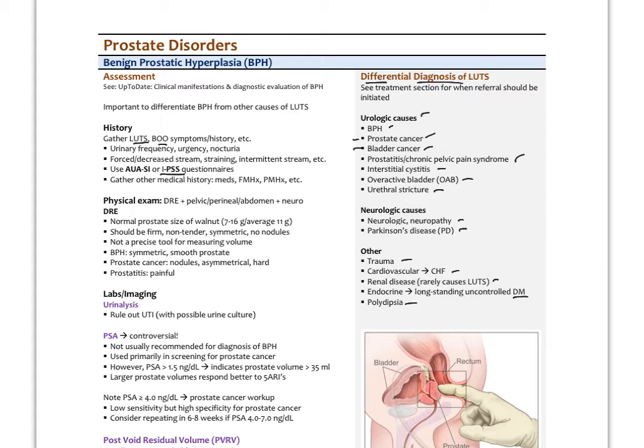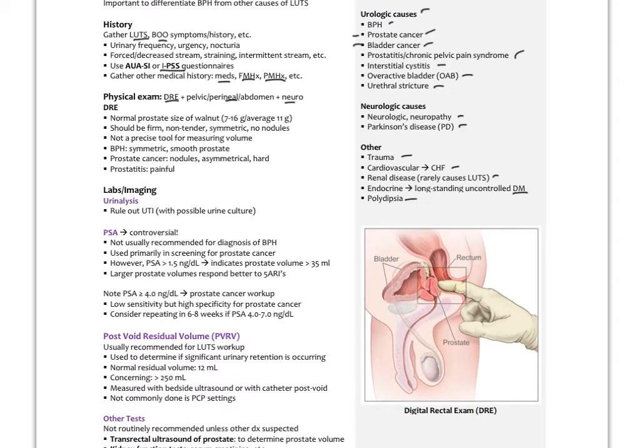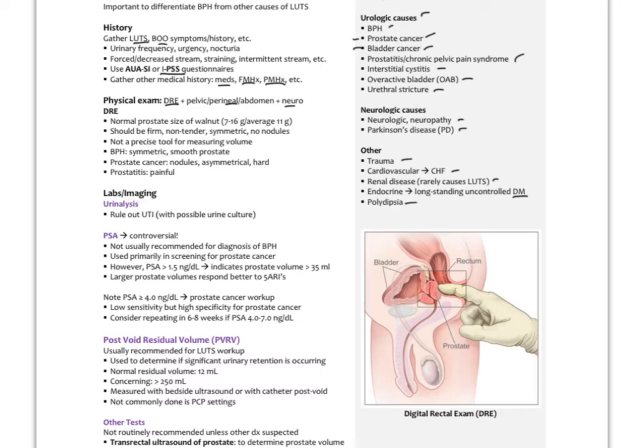We can gather their other medical history, all their medications, family medical history, past medical history, and so forth. Physical exam really includes the digital rectal exam, and then a pelvic, perineal, and abdominal exam, and then a neuro exam to rule out any neurogenic causes of LUTS. So the DRE, illustrated in this picture down here, is done with the patient usually lying on their side, left lateral decubitus position. A gloved finger is inserted, usually with lubricant, and by pressing in through the rectum, we can actually feel the backside here of the prostate.